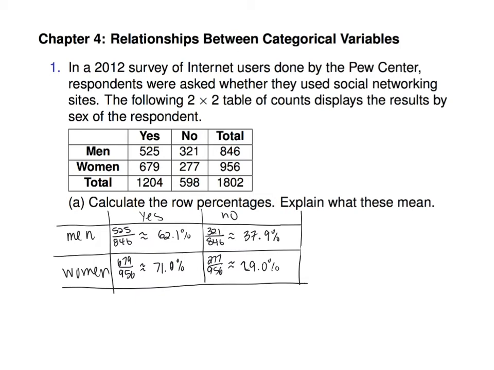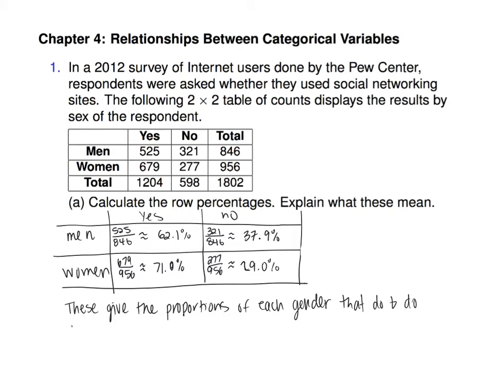So what do these row percentages mean? So these give the proportions of each gender that do and do not use social networking sites.